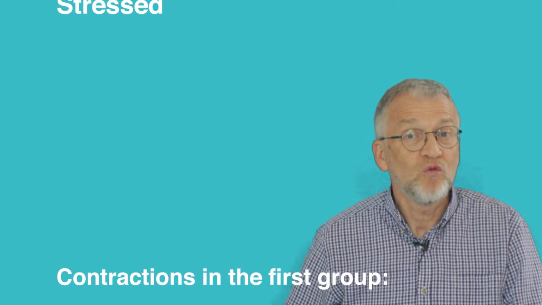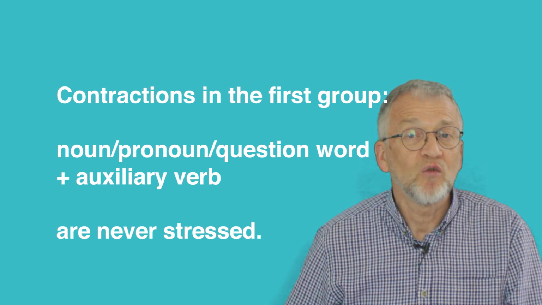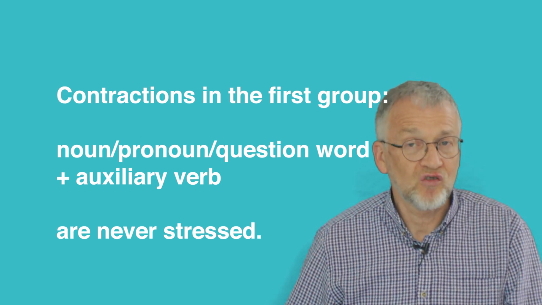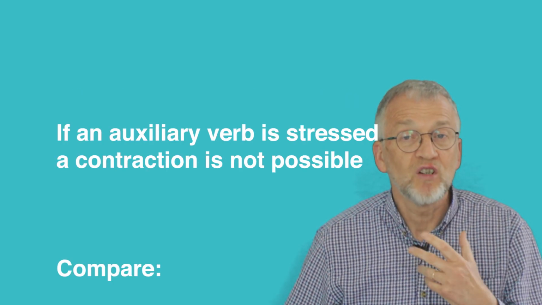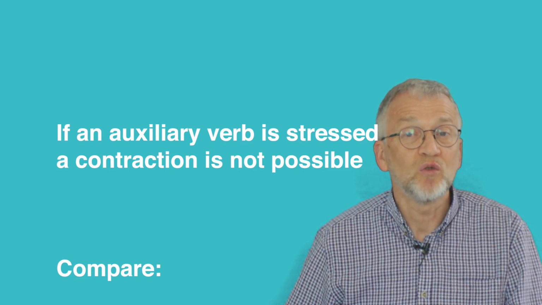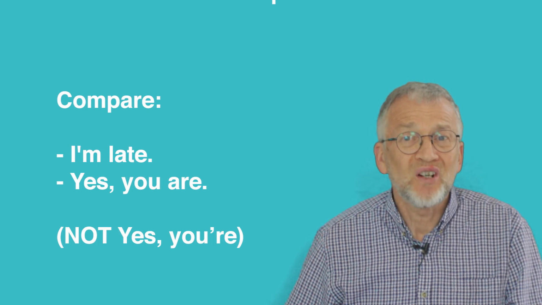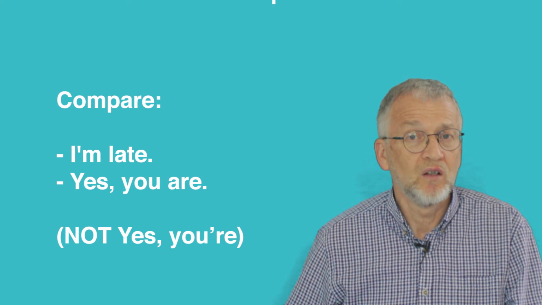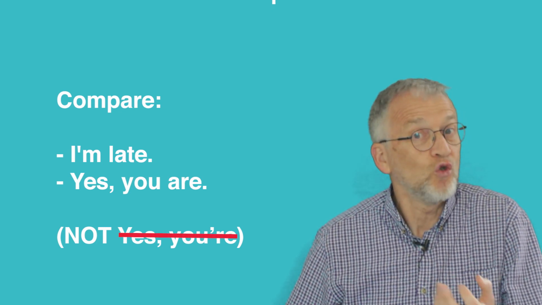Contractions in the first group, number 1 that we mentioned at the beginning, yes, the noun, pronoun, question word, and auxiliary verbs are never stressed. When an auxiliary verb is stressed, for example, at the end of a clause, a contraction is not possible. Let's compare. For example, sorry, I'm late. And the teacher says, yes, you are. The teacher doesn't say, yes, you're. They can say, yes, you're late.